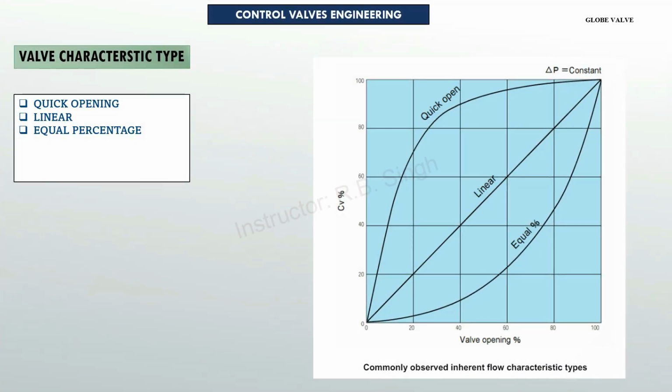If we talk about the types of valve characteristics, there are three types: quick opening, linear, and equal percentage. The curves between the percentage flow and the percentage valve opening look like this. This line is linear, it's the linear characteristic of a valve. This is for quick opening characteristics, and this is the equal percentage. Now we will learn how these types of characteristics can be selected for which types of valve and how they impact the performance of the control valve.